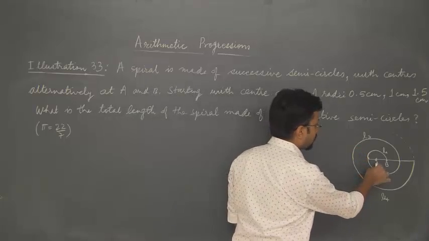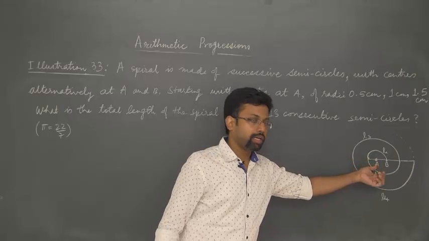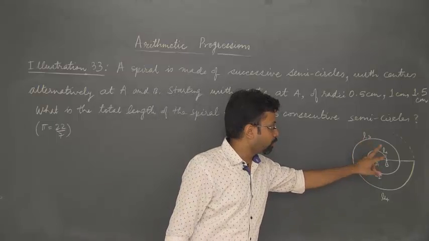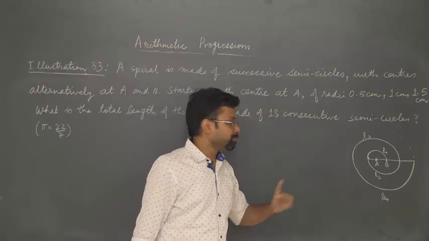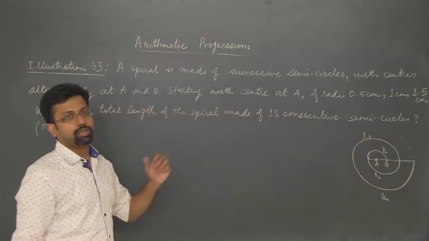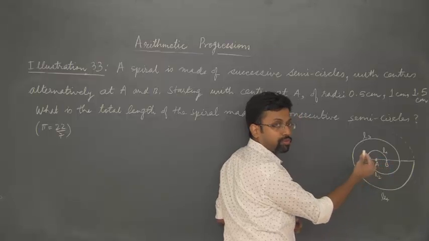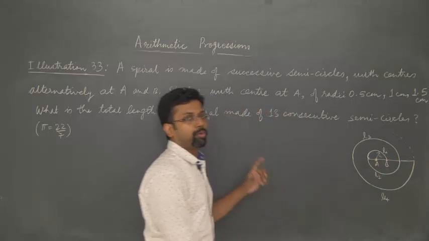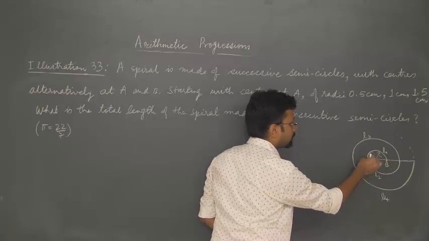So we have 2 points A and B, and we have to start making semicircles first with the center being at A, then the second semicircle center being at B, the third semicircle center being at A again, the fourth semicircle being centered at B, and so on till we obtain 13 such semicircles. And then we have to find the length of the spiral up to the 13th semicircle. So we keep the center at A, which is the requirement for the first semicircle, and we take the radius as R1. R1 will be 0.5 centimeters. So with the radius at 0.5 we make a semicircle.